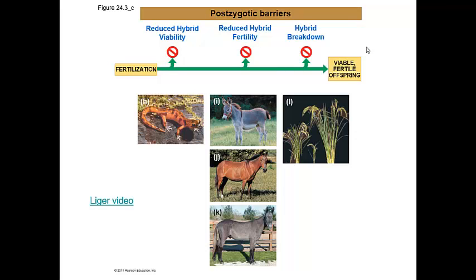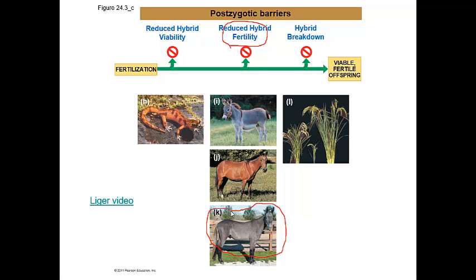Postzygotic barriers take place if two different species do happen to mate and produce a hybrid offspring. A hybrid offspring is a combination of two species. The major postzygotic barrier is reduced hybrid fertility. Most hybrids are sterile. Here you see the mating of a donkey and a horse and the production of a mule. Mules are sterile, so two mules can never mate and produce mule offspring.